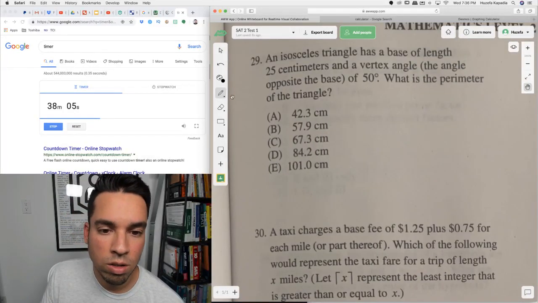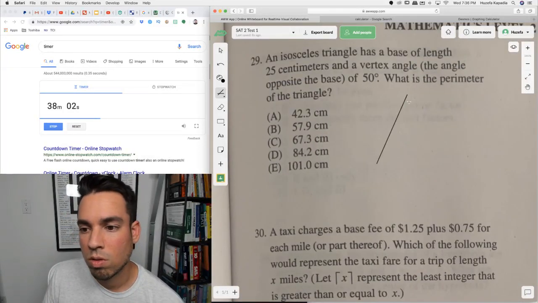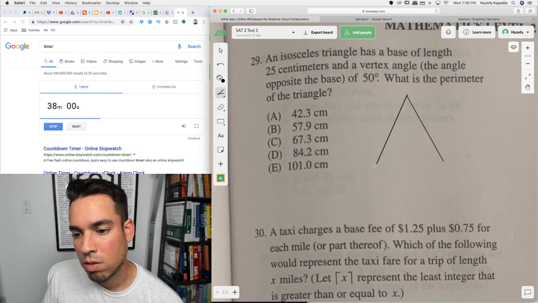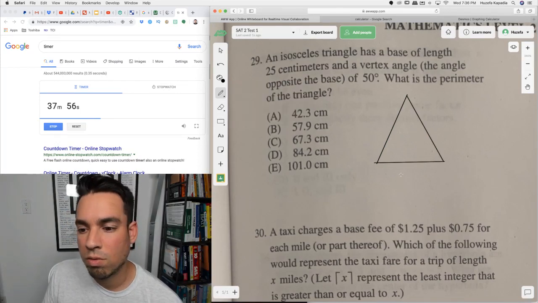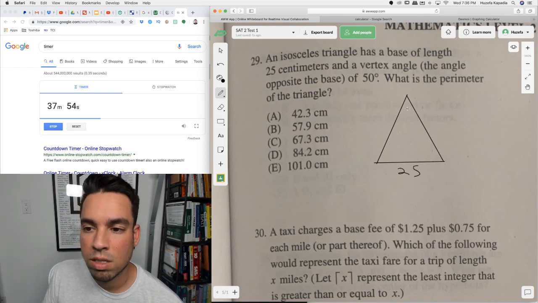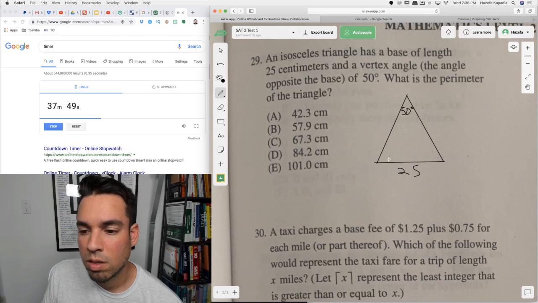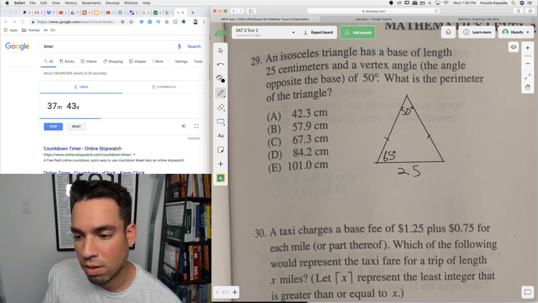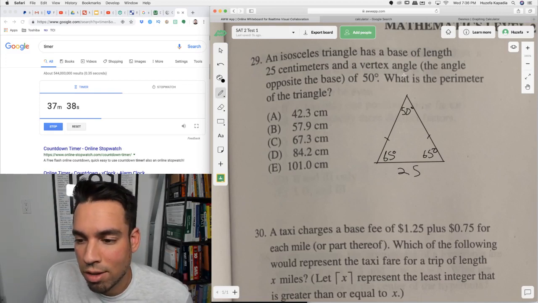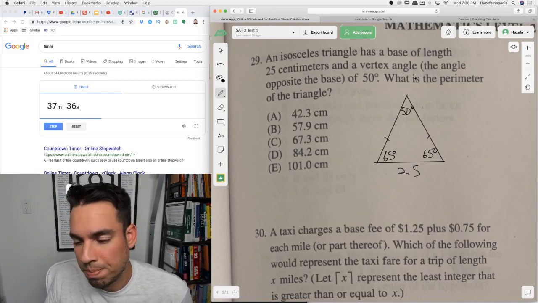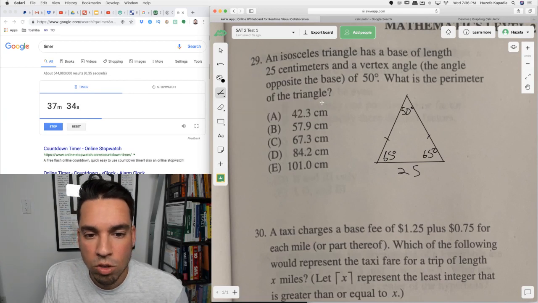Okay, let's move on. 29, isosceles triangle. Isosceles has a base length of 25 and a vertex angle of 50. So these are isosceles, so these two are equal. If that's 50, then 130 left, so that's 65 degrees each, because these have to all add up to 180. What is the perimeter of the triangle? I think we have to use trig for this.